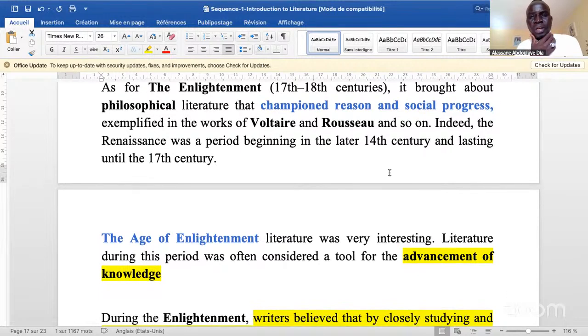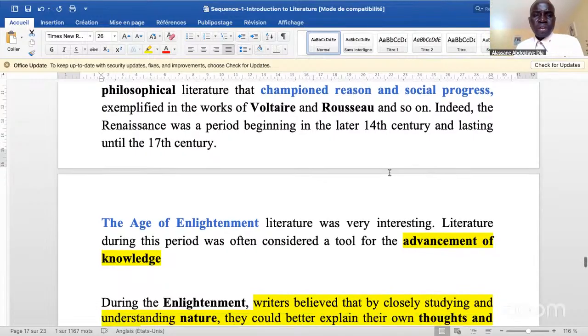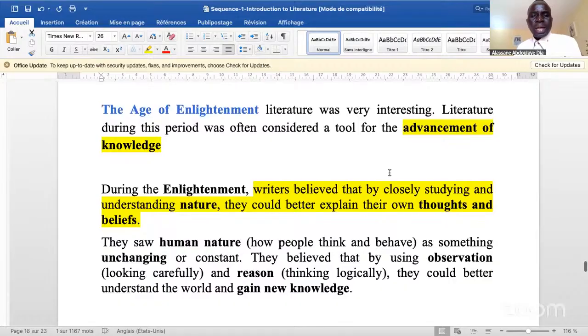So when did the Renaissance happen? Tell me. It lasted from the 14th to the 17th century. And the Age of Enlightenment, important characteristic. The Age of Enlightenment was very interesting. Literature during this period was often considered a tool of advancement of knowledge.